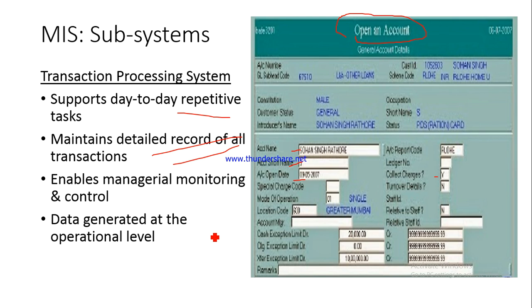So this is what is happening. Day-to-day repetitive activities are getting done using the transaction processing system. Now please understand this particular point. We have said that it enables managerial monitoring and control, but how does this happen? You'll get to know in the next slide.